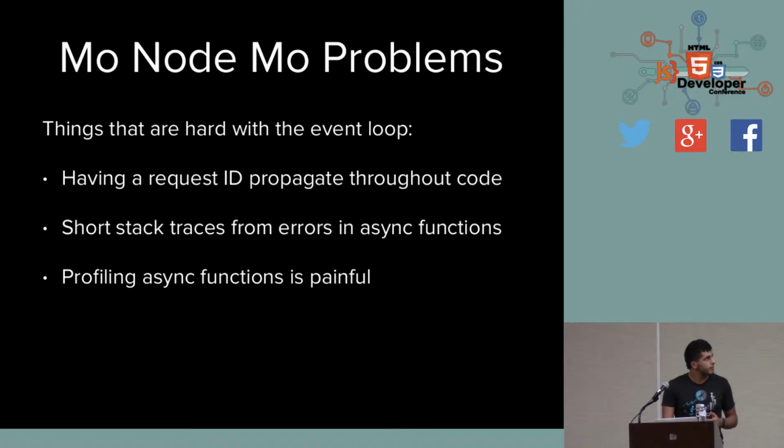Cool. So yeah, the problems we're going to cover today is having a request ID propagate throughout the code. And so I'll jump into these specifically later. But the general overview is having a request ID propagate throughout the code. So what this is you want a unique identifier, and you want to assign it to a web request that's coming in, and then have it available everywhere. So this might be a user ID, but for this instance, we'll say generate unique identifier and then pass that through. And then the second one is having short stack traces from asynchronous functions.